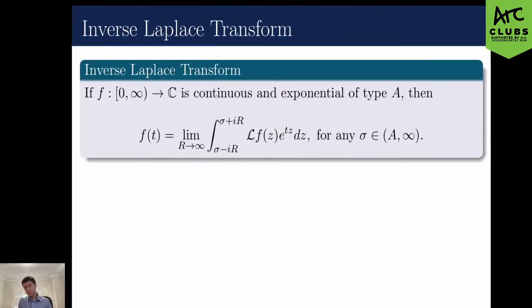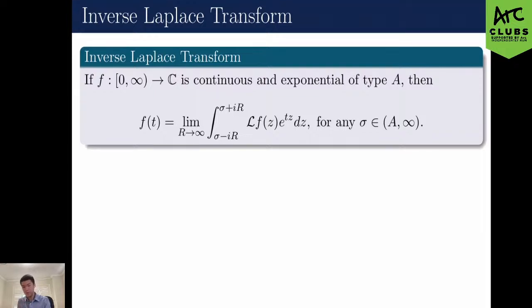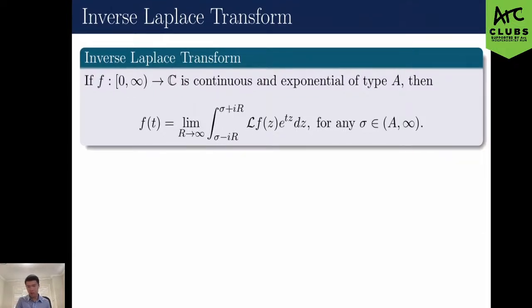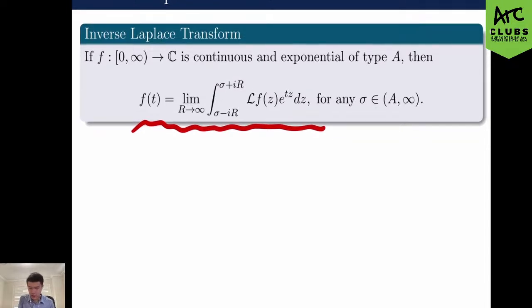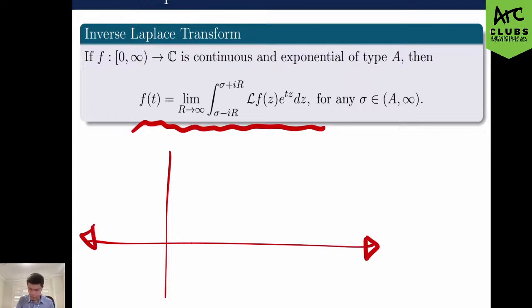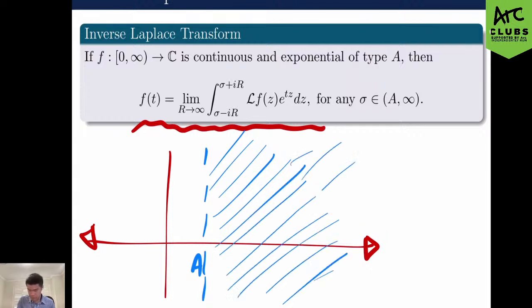Right, let's move on to our final topic called inverse Laplace transforms. So, same thing with Fourier transforms. You can calculate the Laplace transform, and you can also invert it. So once you've calculated a Laplace transform, if you want to figure out what the original function was, you can then take this integral. So I'll just draw out what the integral looks like, but it's going to be the limit, so it's exponential of type a. And we've got the Laplace transform defined on H_a as well.